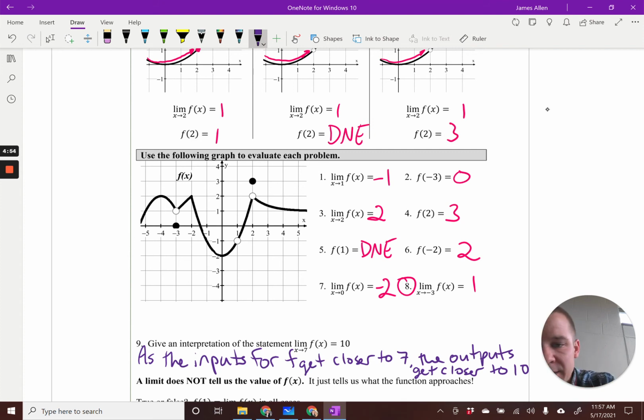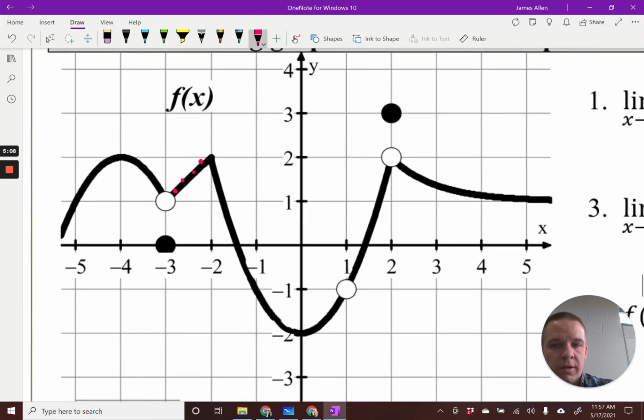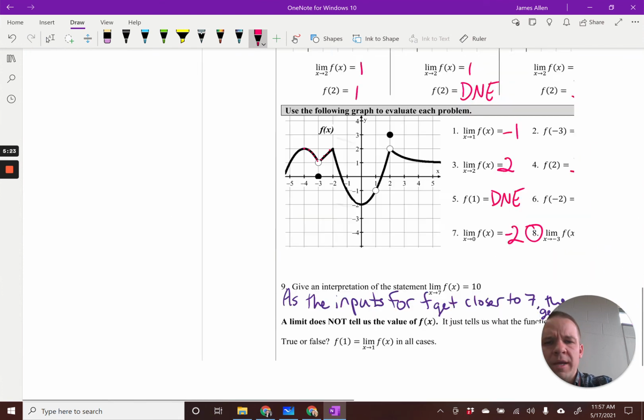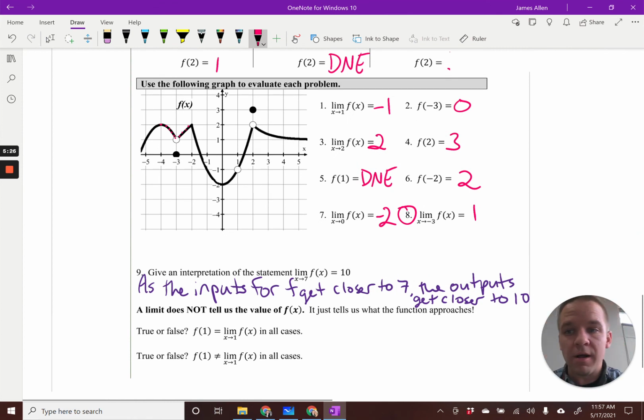If you look at this little stretch right here, let me go back to pink so it shows up. As I'm getting closer, you see those little pink dots, my outputs are getting closer to positive 1. And when I start up here, as I'm getting closer to negative 3 for my inputs, my outputs are getting closer to 1. So that's why my limit is 1. Hopefully that makes sense.